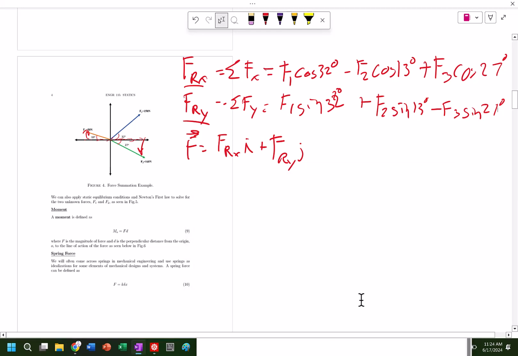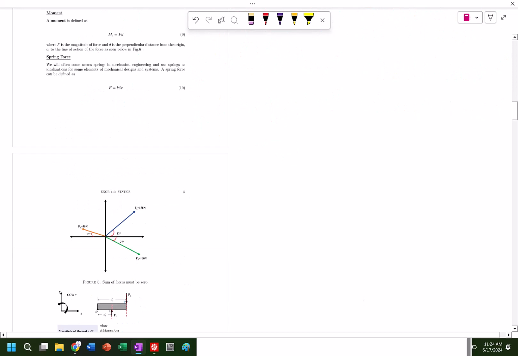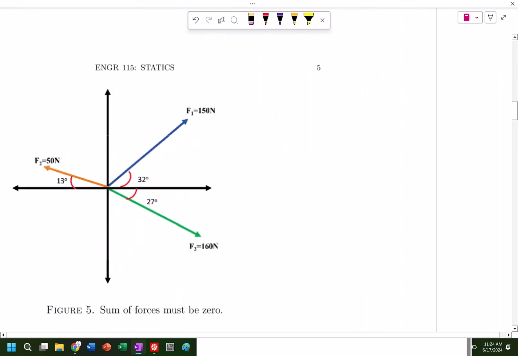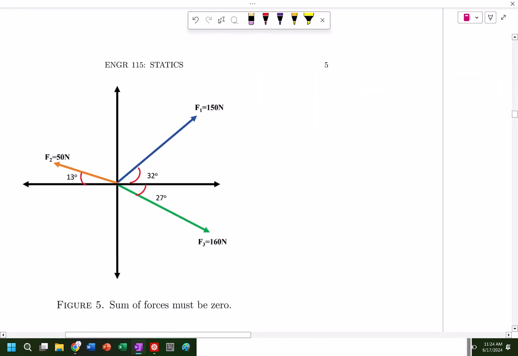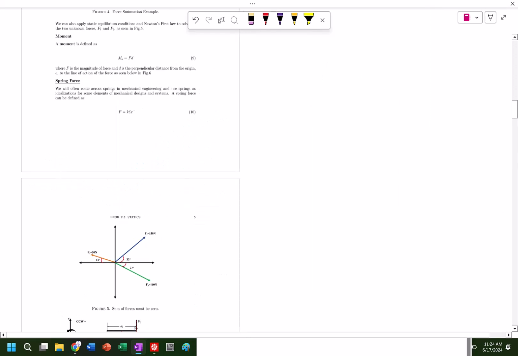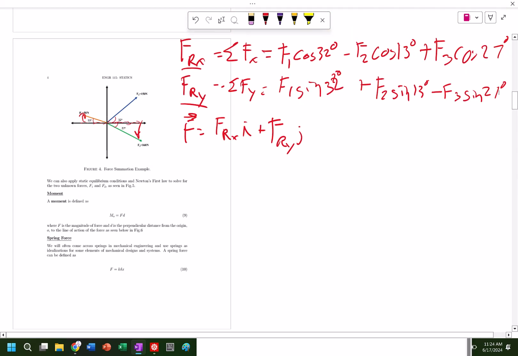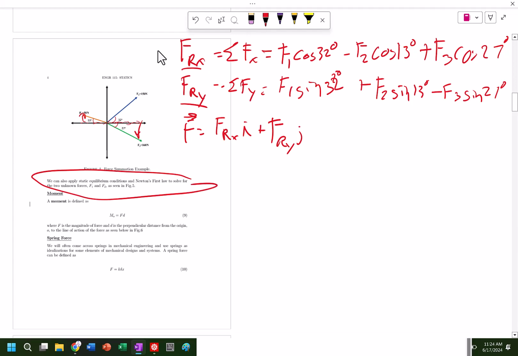So let's do one more. We can do the same thing here for this problem. Except, excuse me, we'll do it in the next video. We'll do another example problem to now use the sum of the forces must be equal to 0. Actually, we will use that to solve our next problem. So we'll see you then in the next video example.